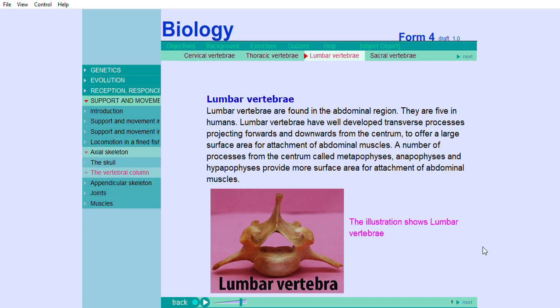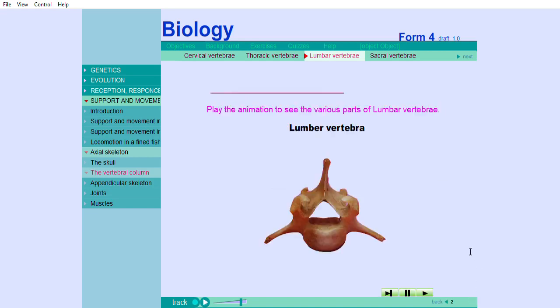The illustration shows lumbar vertebrae. Play the animation to see various parts of lumbar vertebrae.